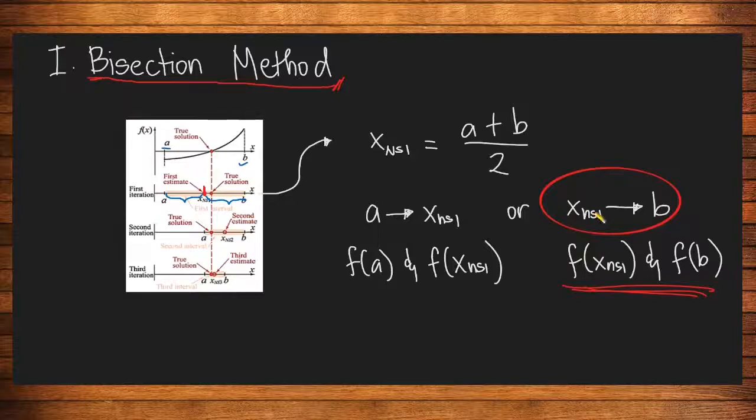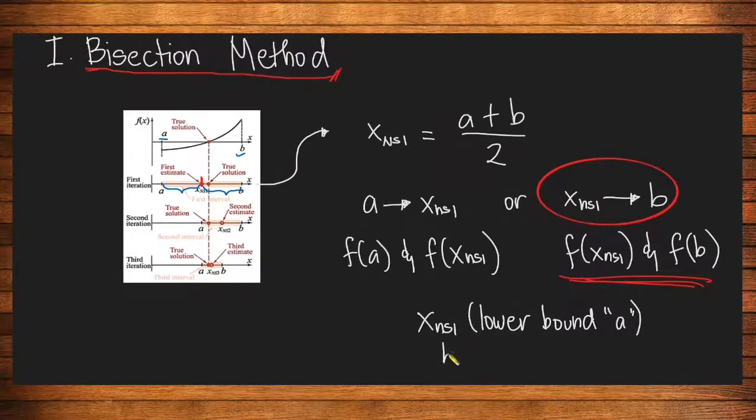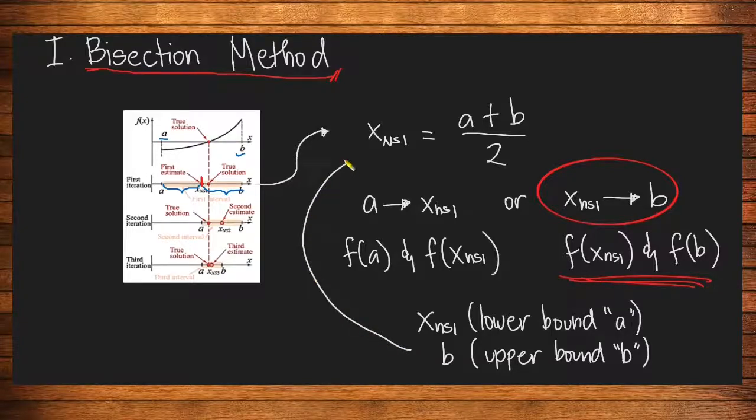That means our x and s1 becomes the lower bound, or the new value of our a. And then b stays the same, it is still our upper bound. Again, for the next iteration, this is the interval we will use. And then, we will simply repeat our process.